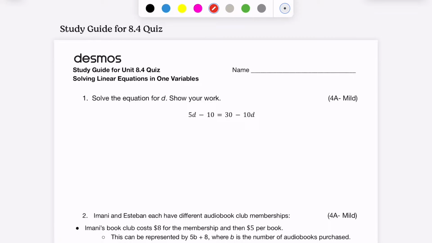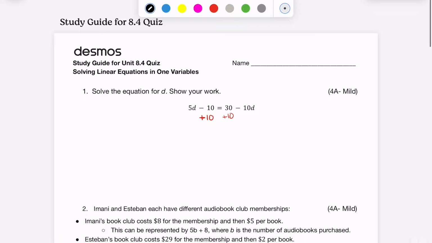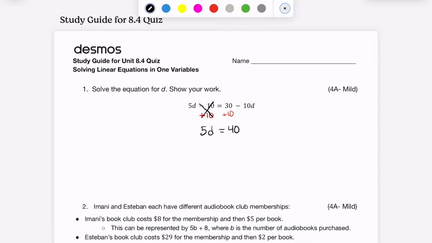So personally, I think I would do this by getting rid of the minus 10 first, but we know that's not the only first step I can do, right? So I'm choosing in this case, let me get rid of the minus 10. And when I do that, on the left-hand side, I have 5d minus 10 plus 10. So the minus 10 plus 10 goes away. I'm just left with 5d on the left-hand side. On the right-hand side of the equal sign, I have 30 plus 10. That's going to be 40. And then I still have my minus 10d.